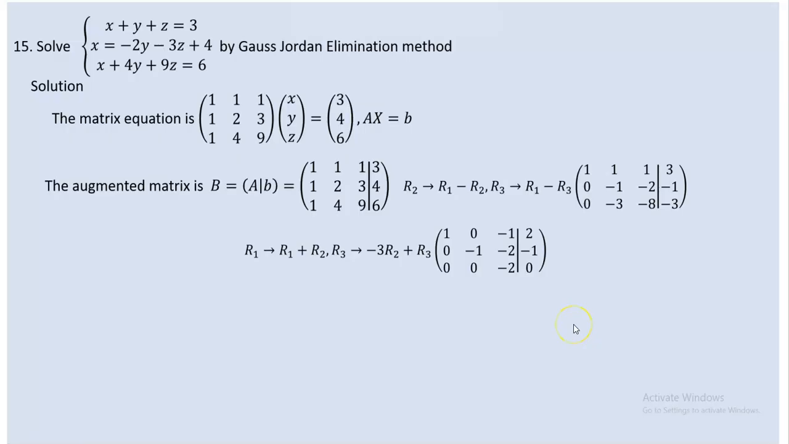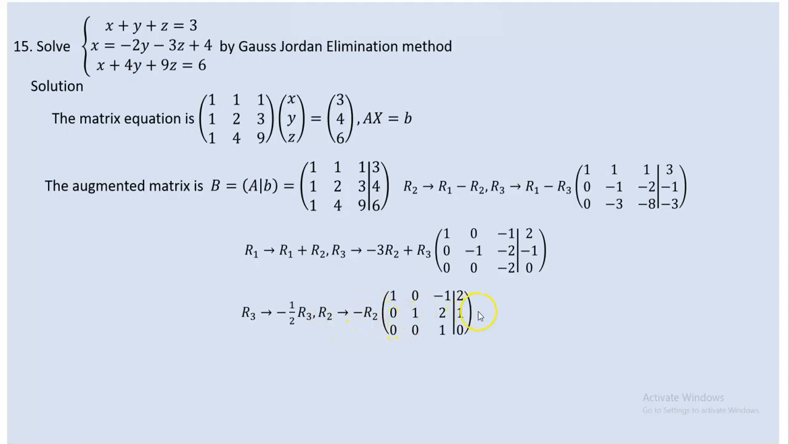Now look, it's getting closer to row echelon form, but there are certain steps left over. In order to have positive 1 here, students, let's divide the second row entries by negative 1. So let's multiply the second row by negative 1. When you multiply the second row by negative 1, all entries are going to be positive: 0, 1, 2, 1. Look, they are written here. So multiply the second row by negative 1.